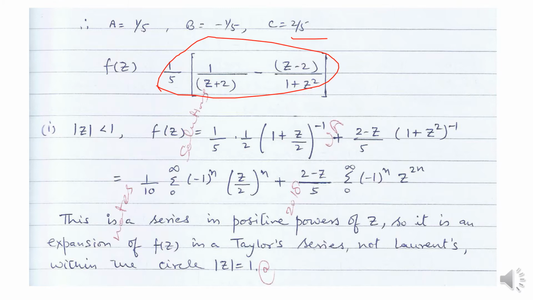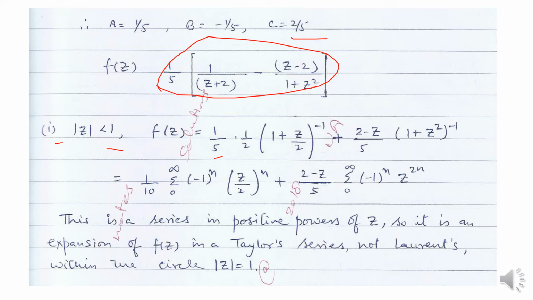So we got this function, and now we come to the first part of the question, that is mod z is less than 1. So we know that 1 plus z to the power minus 1 expansion by binomial expansion or binomial theorem is valid when mod z is less than 1. So we will keep this idea in our mind and we will do that.